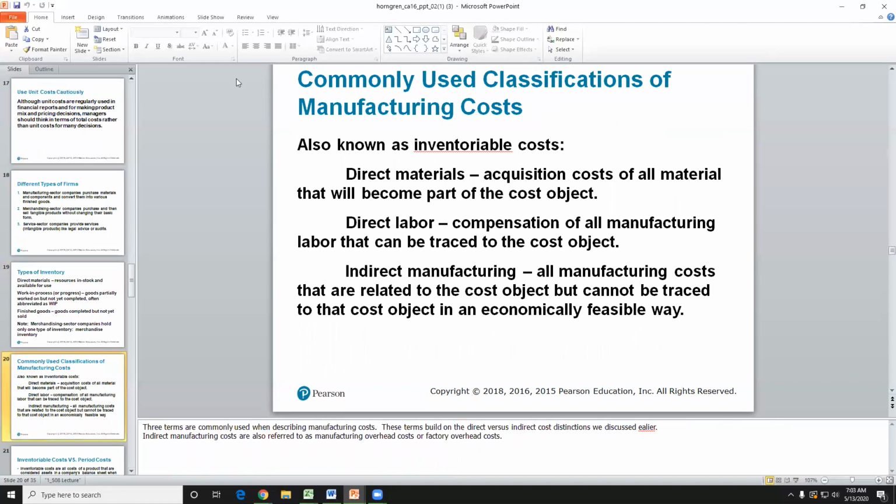So commonly used classifications of manufacturing cost: direct material, direct labor, indirect overhead cost. Direct materials are those materials I can directly trace to a cost object. So if I'm building a Tesla automobile, it's the windshields, it's the tires, etc., the materials I can directly trace. The direct labor are the people who spend time assembling the automobile or the computer or whatever. And the indirect costs are all the other costs: the rent, the depreciation, the utilities, and all the other things.